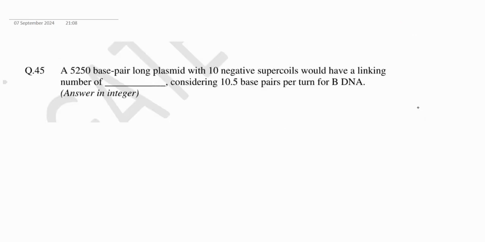A 5250 base pair long plasmid with 10 negative supercoils would have a linking number of what, considering 10.5 base pairs per turn for B-DNA? So you should know the formula that connects linking number, twist and writhe: L equal to T plus W. So basically we need to find this L.